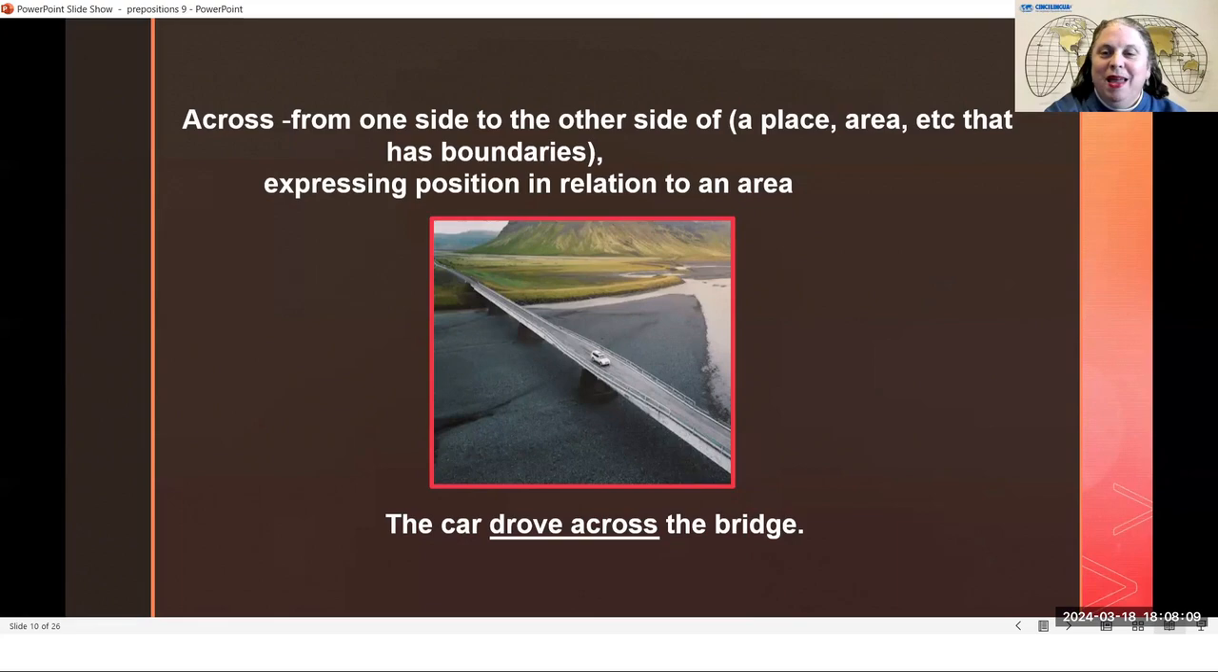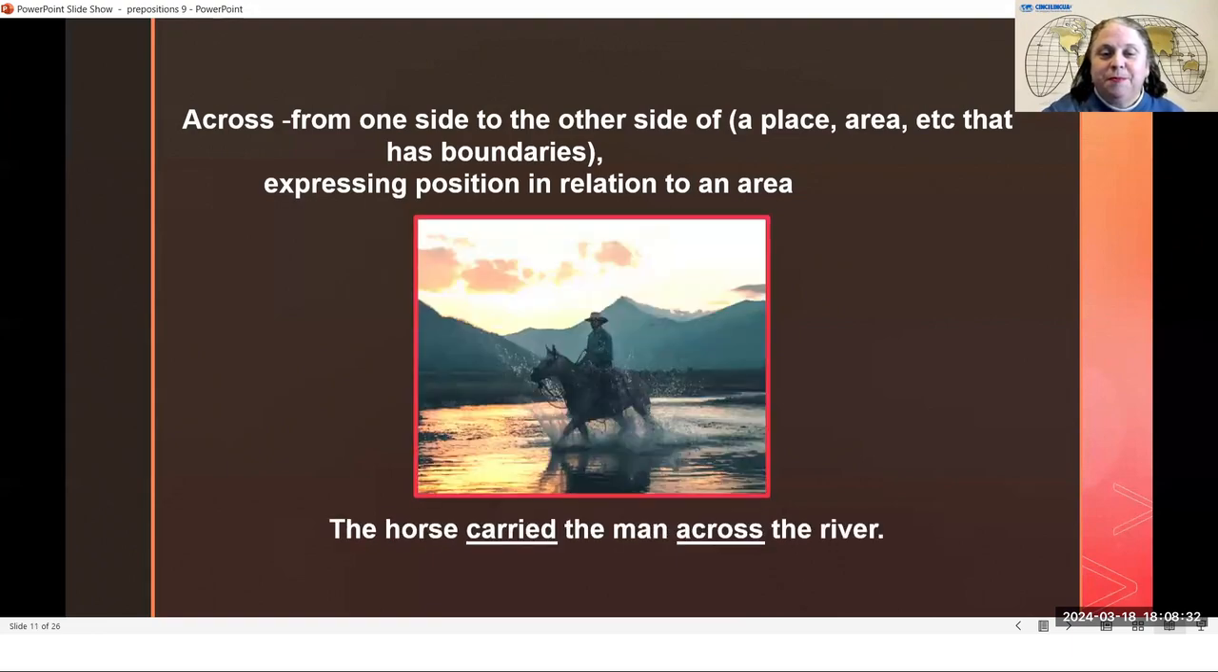In the same way, you can drive across the city because the city has a beginning and the city has an end. Or you can go across the country because your country has a beginning and your country has an end. So you can drive from one end of the country, the beginning of the country, all the way to the other side of the country, to drive across the country.